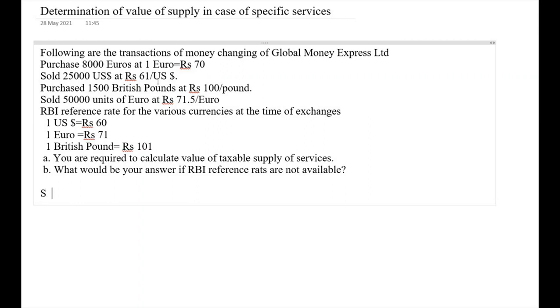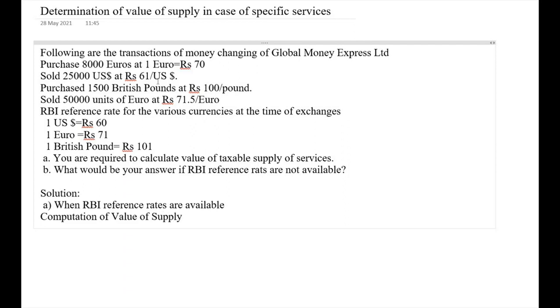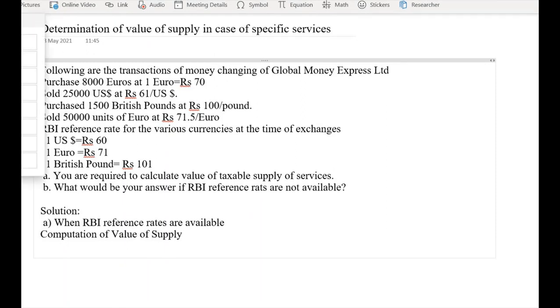So the first solution here is A. When RBI reference rates are available, so computation of value of supply. So let me insert 2 columns here. So particulars, rupees.